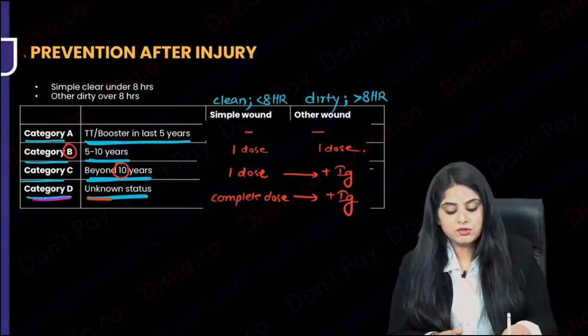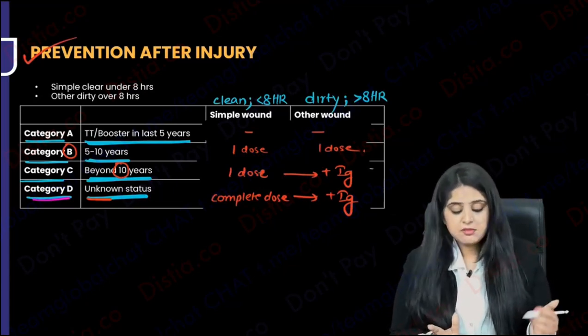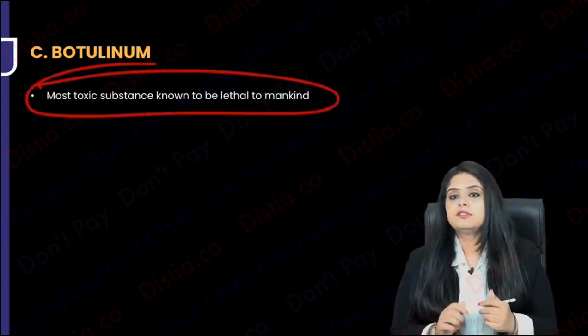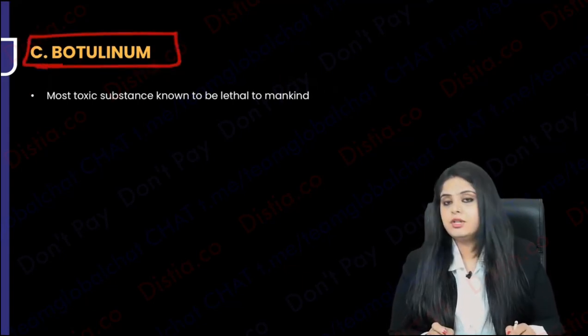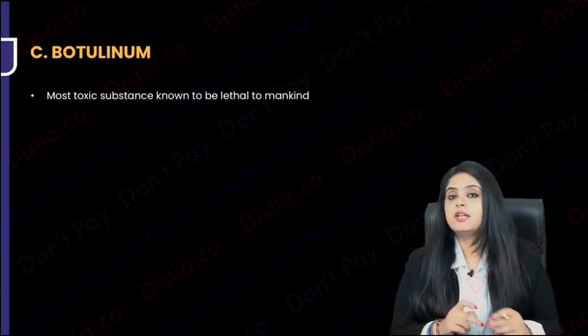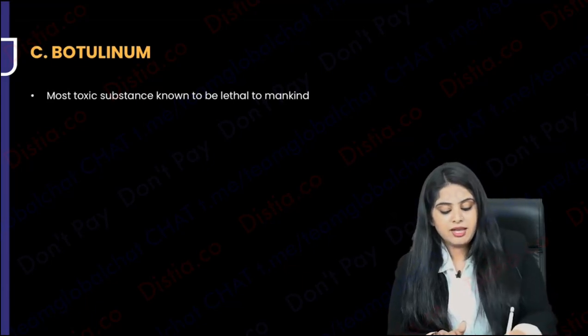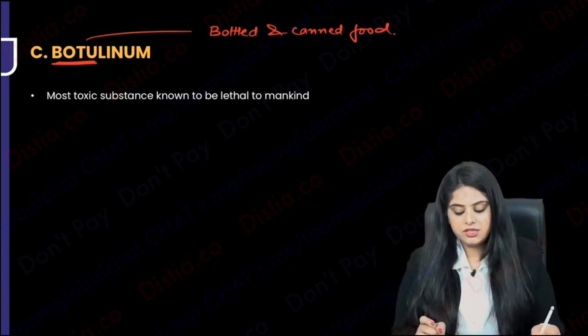I hope this is okay because this will also help you in your pediatrics and so many other places. Clostridium tetani done. We move on to the most toxic substance that is known to be lethal to mankind, and that is Clostridium botulinum. Before I start, what is the mnemonic out here? Clostridium botulinum is bottled and canned food. That is how I have learnt it. Clostridium botulinum is going to be bottled and canned foods. That is one very important point that you will see over here.